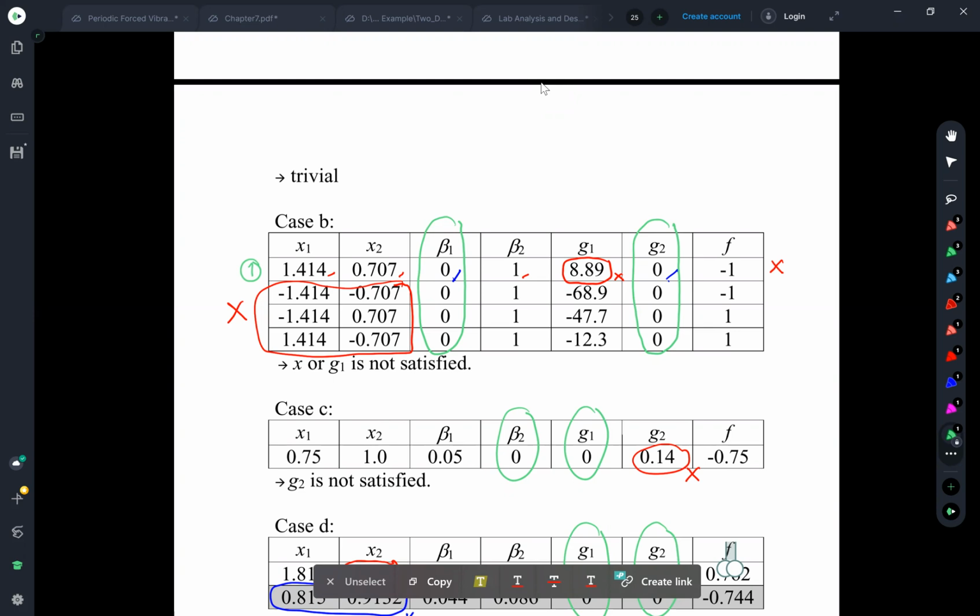8.989. This is a positive number. The meaning of this is what? The meaning is you violate the condition G1. If you trust this solution, you will violate the condition G1. But at the same time, you look at G2, you see G2 returns 0. 0 means what? It's on the curve.